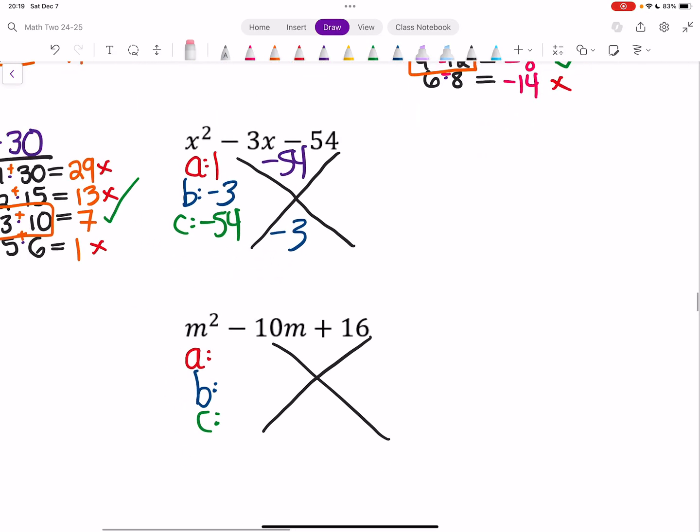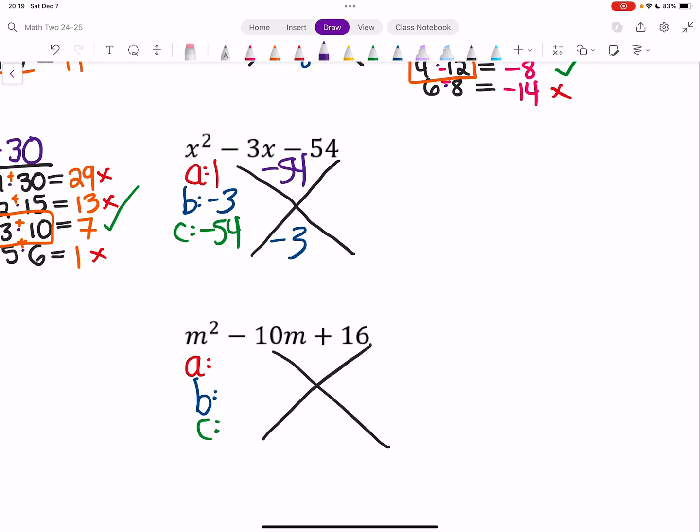Let's take a look at this problem with an X in it. I've already done the identify A, B, and C and set up the X problem. Now let's solve it by listing all the possible factors of the number 54. Looking at the chart, there are 4 possible options, so I'm going to write them all out.